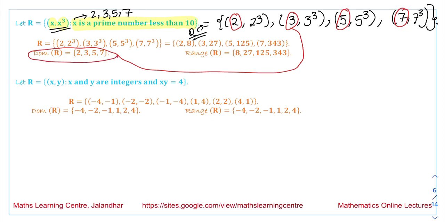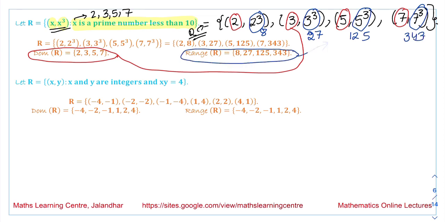When we are talking about the range of R, it means 2 raised to power 3, 3 raised to power 3, 5 raised to power 3 and 7 raised to power 3. So these values are 8, 27, 125 and 343. So this set makes the range of R. In this case, we cannot tell the codomain because it is not clear to us what the underlying sets are.